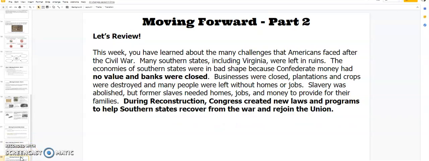Moving forward, part 2, let's review. This week you have learned about many challenges that Americans faced after the Civil War. Many southern states, including Virginia, were left in ruins. The economies of southern states were in bad shape because Confederate money had no value and banks were closed. Businesses were closed, plantations and crops were destroyed, and many people were left without homes or jobs. Slavery was abolished, but former slaves needed homes, jobs, and money to provide for their families. During Reconstruction, Congress created new laws and programs to help southern states recover from the war and rejoin the Union.